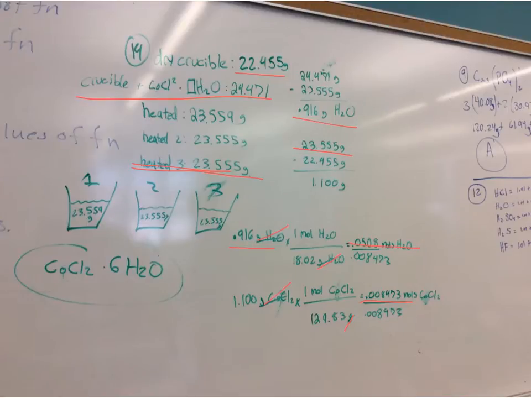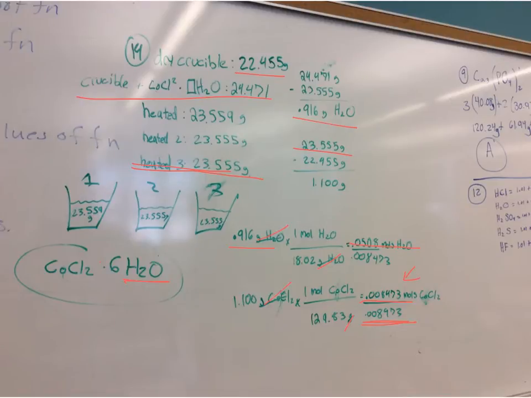Then to figure out your multiplying factor, to know how many H2O molecules are in your empirical formula, or chemical formula, you divide each of your moles by the lowest amount, which in this case is 0.008473. So you divide 0.008473 by 0.008473, and you get cobalt-2 chloride 2. And then you have the dot there for H2O.